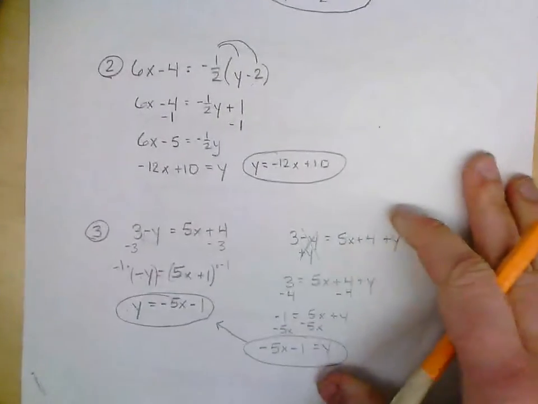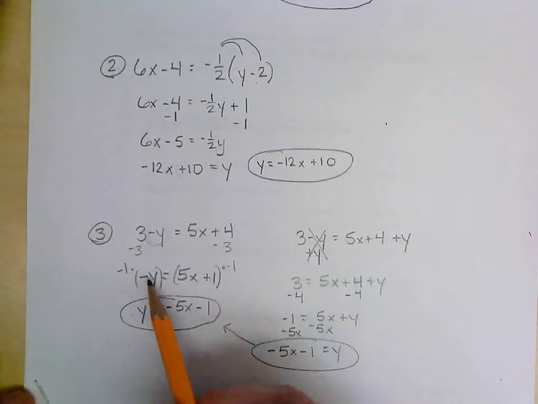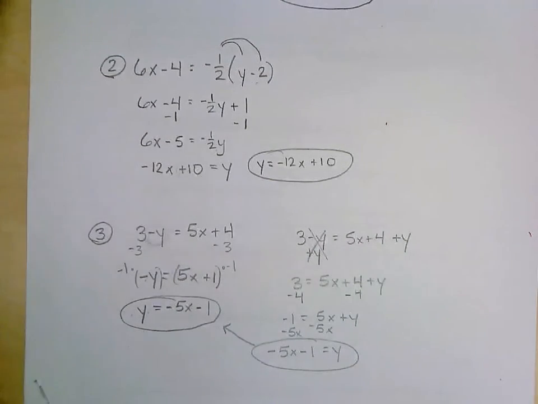And number 3, our most common mistake there was that we weren't able to get this to be a positive y. We just ended with this equation here, and we said, okay, y is going to equal 5x plus 1, but really it's a negative y is going to equal 5x plus 1, so you need to switch all of the signs there to make them positive.